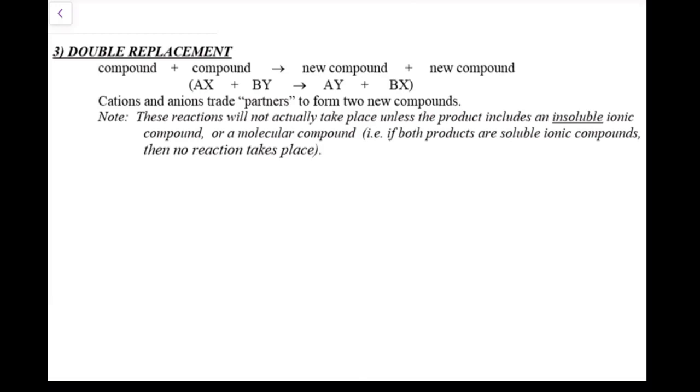So, for example, in the illustration up here, I have AX plus BY. Well, A and B would both be like the cations, so you could consider them to be like changing partners or trading, like they're dancing on the dance floor and they trade dance partners. So A is now going to be paired up with Y and B is going to be paired up with X, so you get two new compounds.